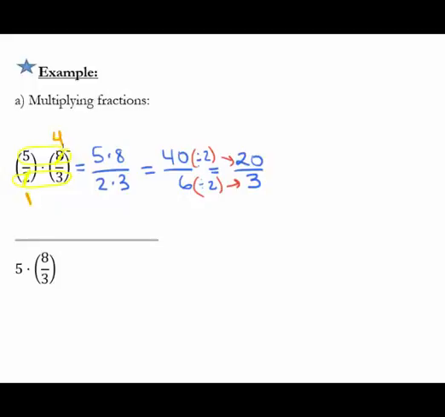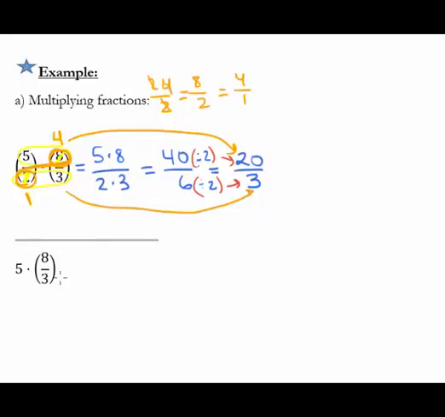The reason I'm doing that is because 8 over 2 is the same as 4 over 1. Because 8 is 2 times 4, over 2, and I can cancel the 2's, and all I have left is 4, which is just 4 over 1. And so if I'd done it that way, I could have done 5 times 4 is immediately 20, and 1 times 3 is immediately 3.